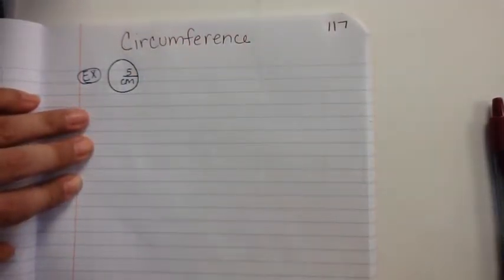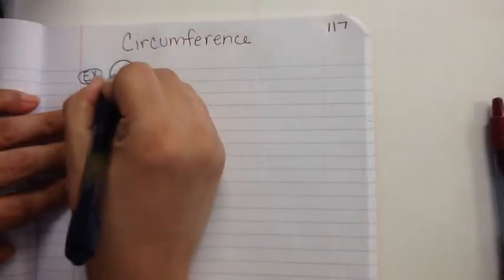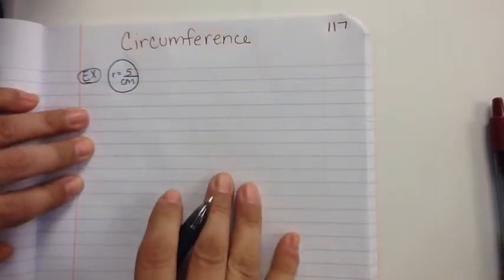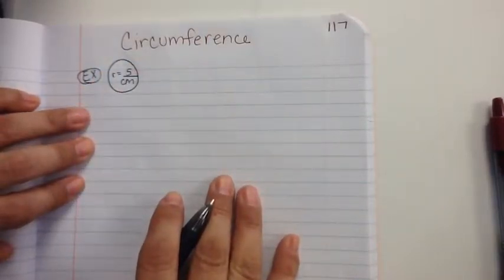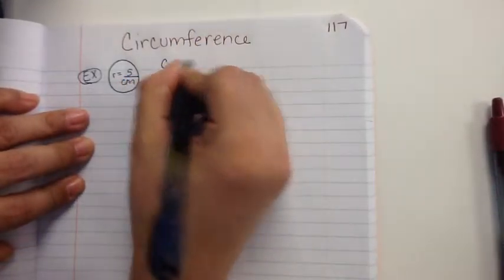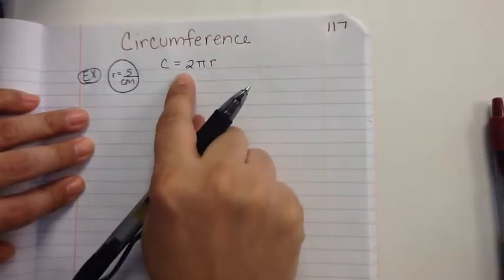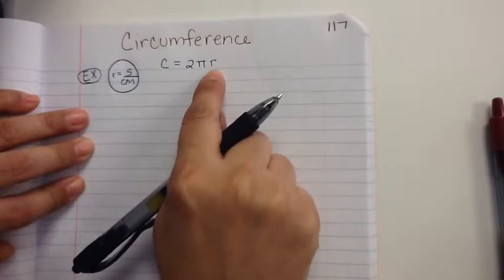Okay, go to your mathematics chart. Find the formula for circumference when the radius is given. Which one am I going to use? C equals 2 pi r. 2 times pi times radius.